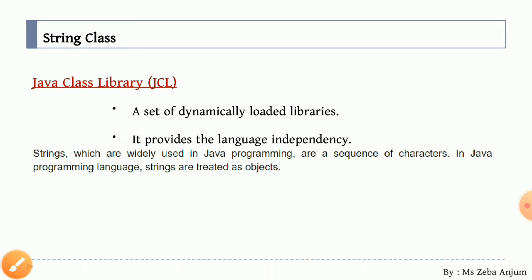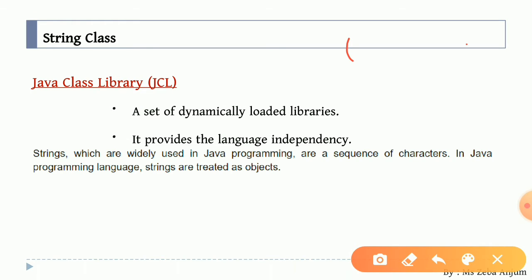Now again see this line, strings, which are widely used in Java programming, are a sequence of characters. In the Java programming language, strings are treated as objects. Now see the first line, sequence of characters. Now you remember about characters. Characters, we have something enclosed in single quotes. Yes, string, we have something enclosed in double quotes. Okay, and a character should contain only a single thing, either a letter, an alphabet or anything. But a string contains a sequence of characters.